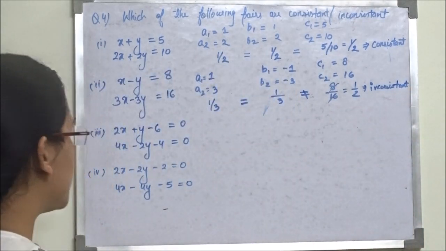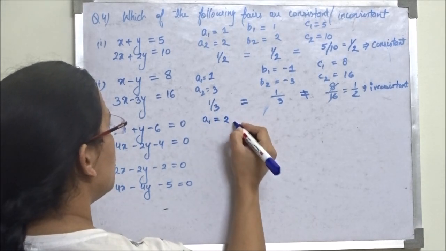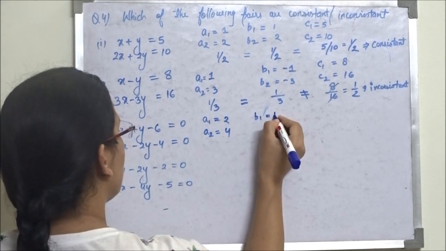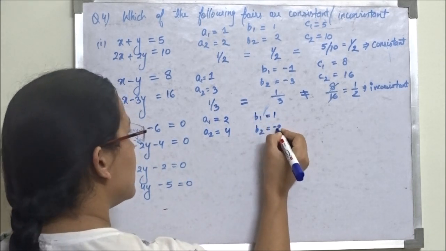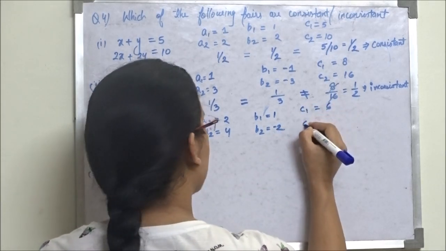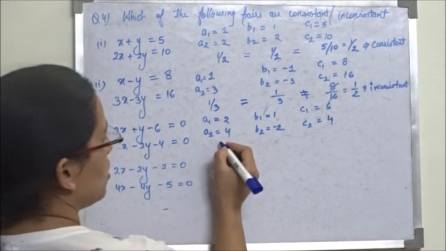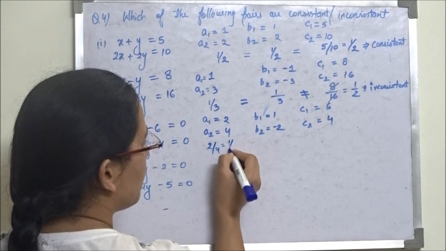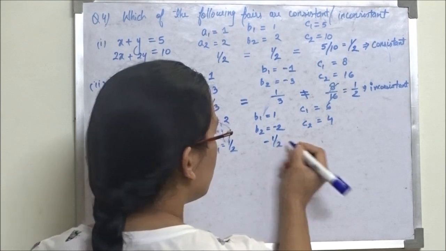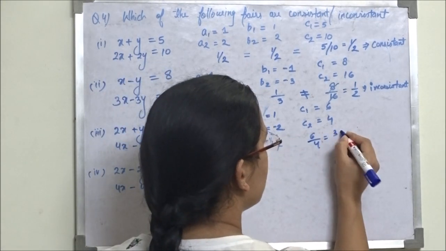Now the third equation, a1 is equal to 2, a2 is equal to 4, b1 is equal to 1 and b2 is equal to -2, whereas c1 is equal to 6 and c2 is equal to 4. The ratio a1 by a2 will be equal to 2 by 4, that is equal to 1 by 2. The ratio b1 by b2 will be equal to -1 by 2, whereas the ratio c1 by c2 will be equal to 6 by 4, that is 3 by 2.